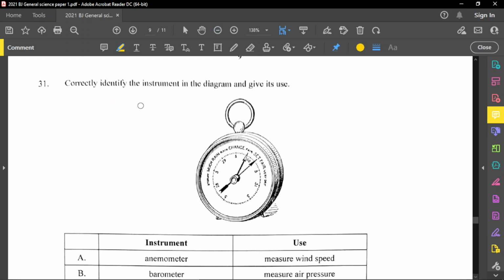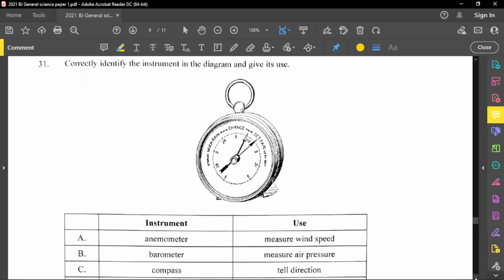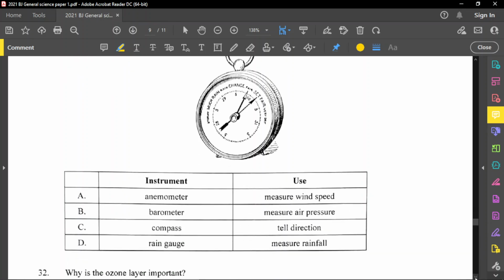For 31, it's to correctly identify the instrument in the diagram and give its use. It's not a clock. It looks like a clock, but it's not a clock at all. It's not a compass either. A compass would have east, west, north on it. All right, and it's not an anemometer. An anemometer is something that is used to measure the wind, of course, but this is not an anemometer at all.